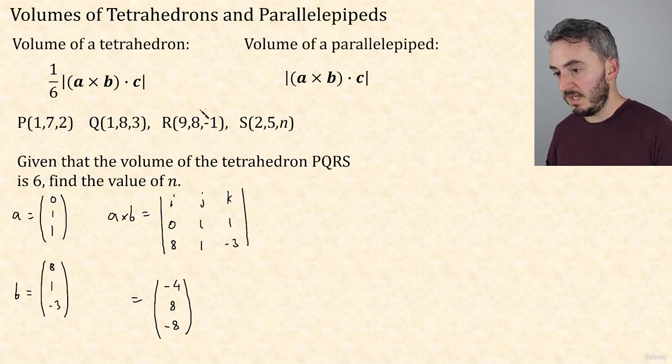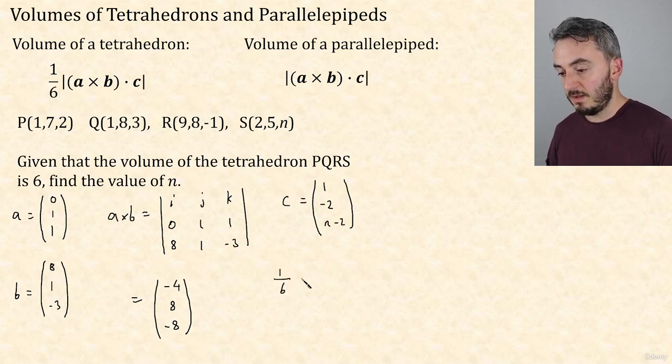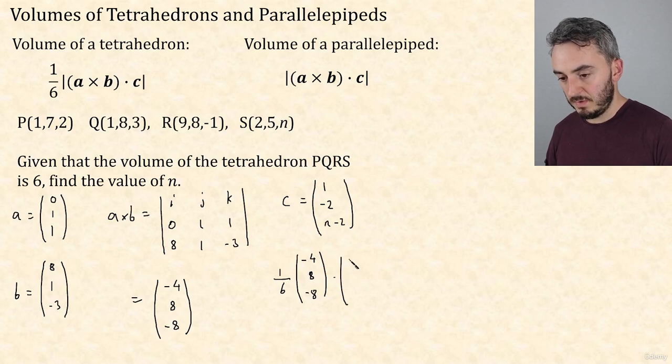So what is c? c is P to S. So that is coordinates of S minus coordinates of P. So 2 minus 1 is 1. 5 minus 7 is minus 2. And then we've got n minus 2. So what I need to say is that the volume of this tetrahedron, which is 1/6 of this dotted with this, 1/6 of minus 4, 8, minus 8, dotted with 1, minus 2, n minus 2, should equal 6.